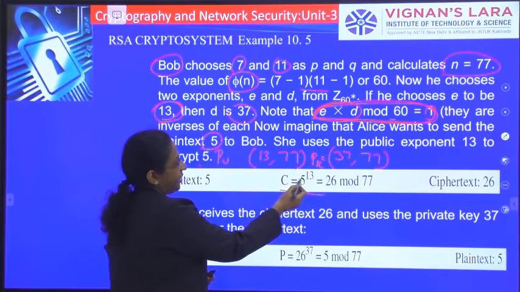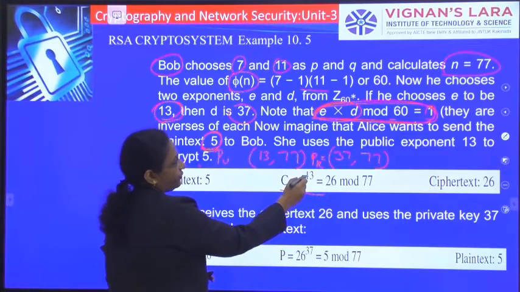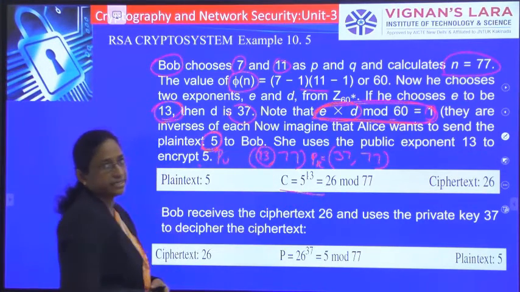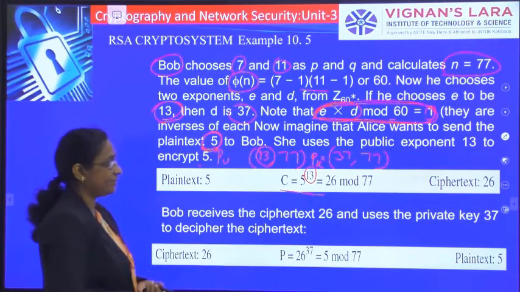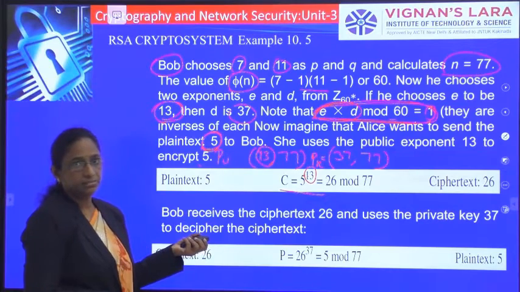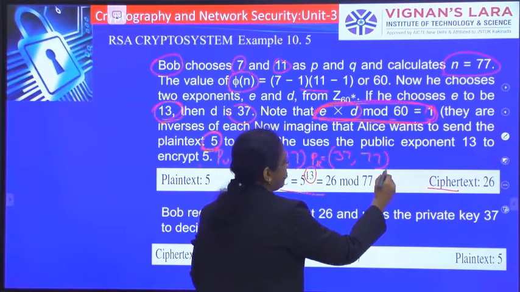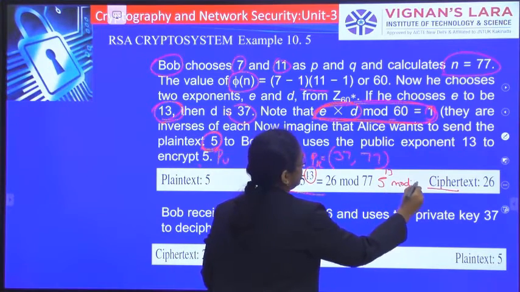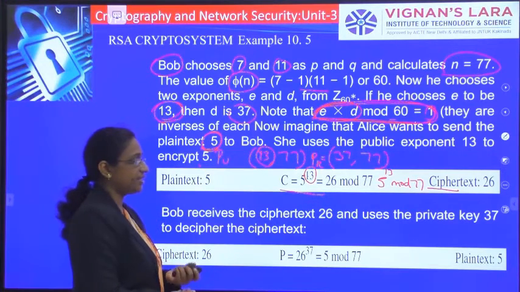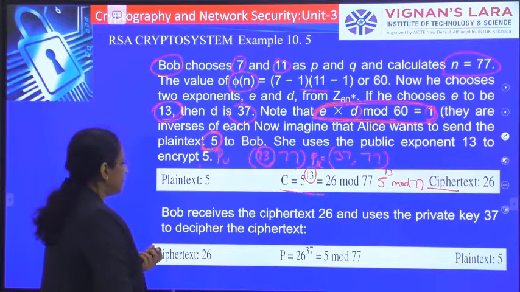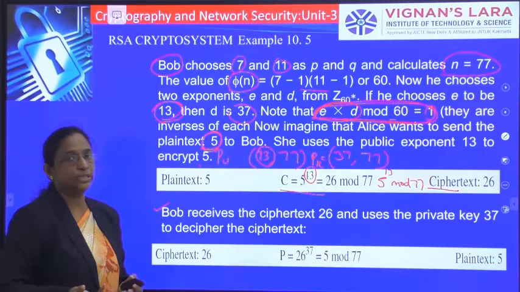So C equals m to the power of E. Our plain text is 5, and E is 13, since the public key is 13. So 5 to the power of 13 mod 77 is equal to 26. Our ciphertext is 26. This ciphertext, 26, is then sent to Bob.